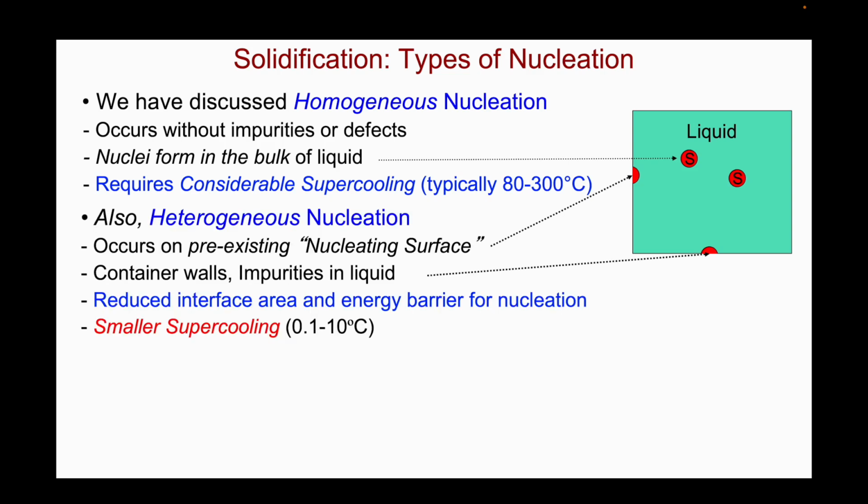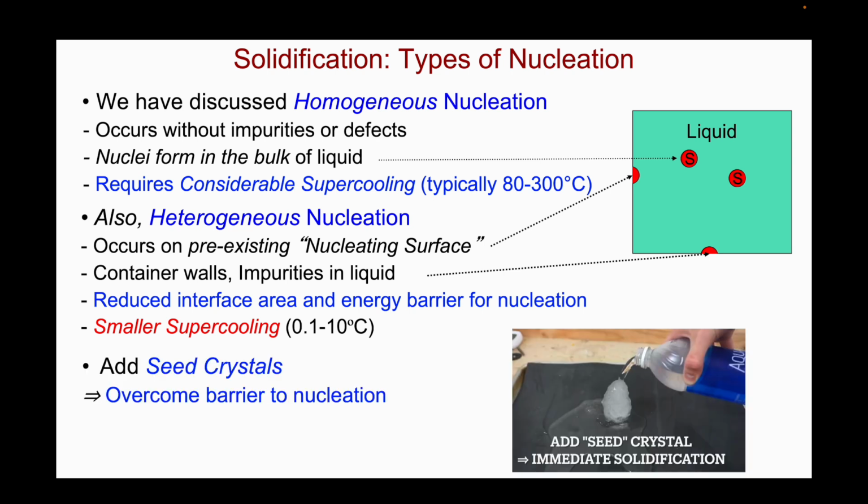However, many transformations proceed via heterogeneous nucleation, which occurs on pre-existing nucleation sites, such as impurities or the walls of the container. Because there is less volume required for the nuclei, for example, half a sphere, if you like, on a surface, the barrier to nucleation is reduced, and the supercooling can just be a fraction of a degree.